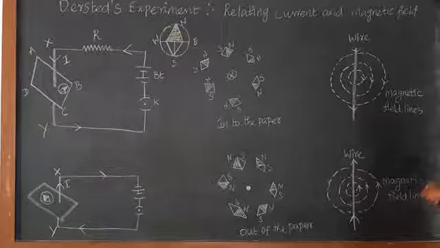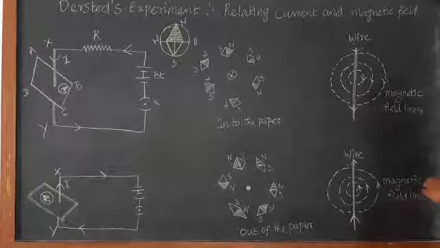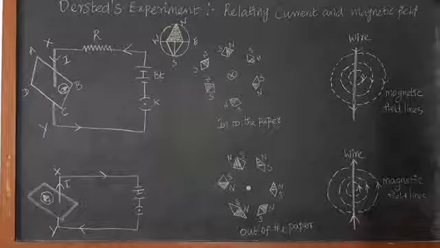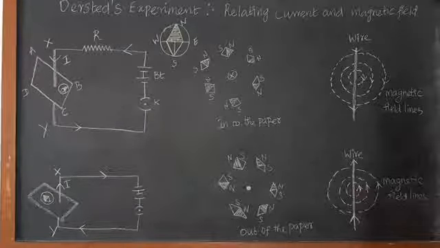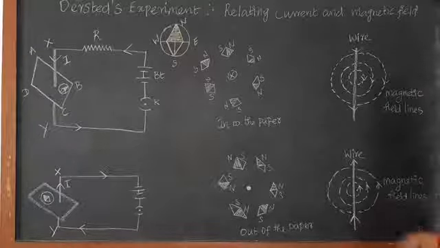Look at here, the current direction from bottom to top is what we call out of the paper. Here the magnetic field direction is clockwise, but here the magnetic field direction is anti-clockwise. How to remember this diagram?